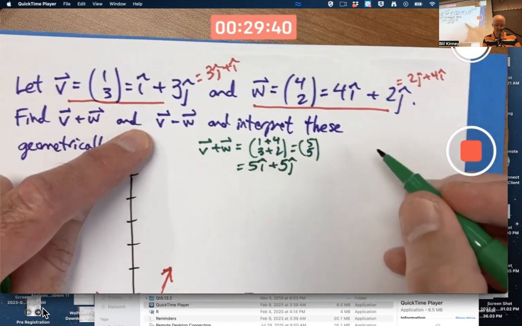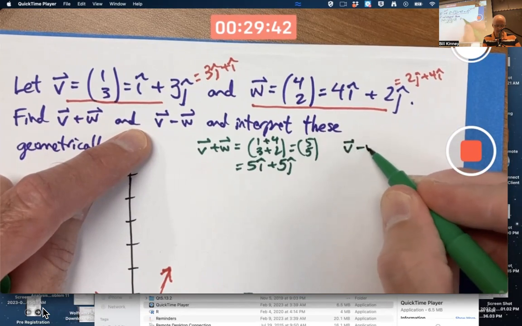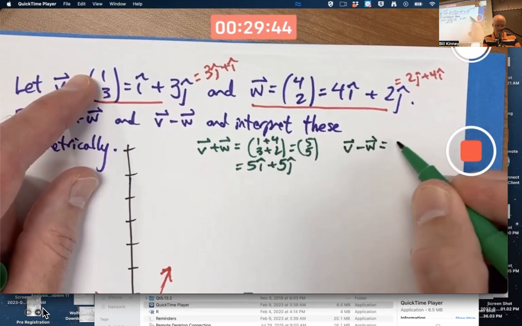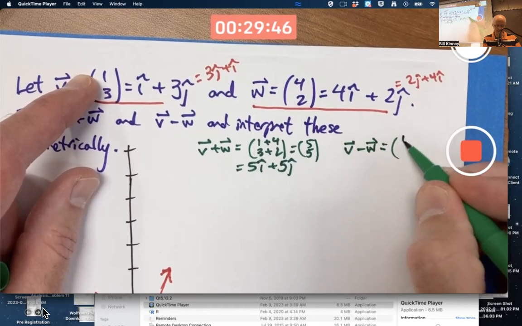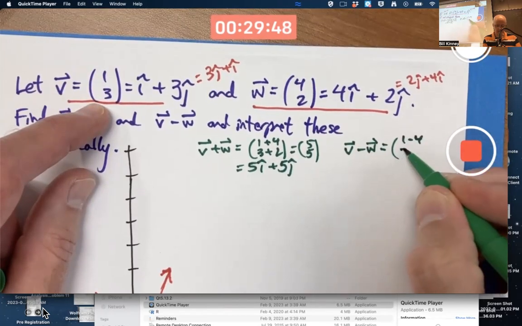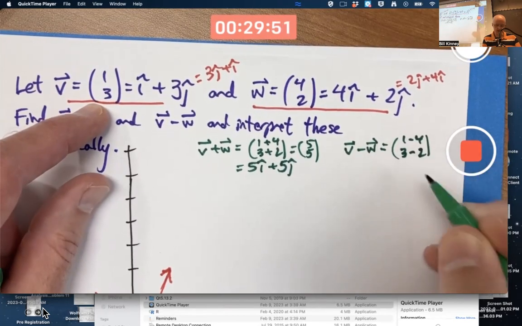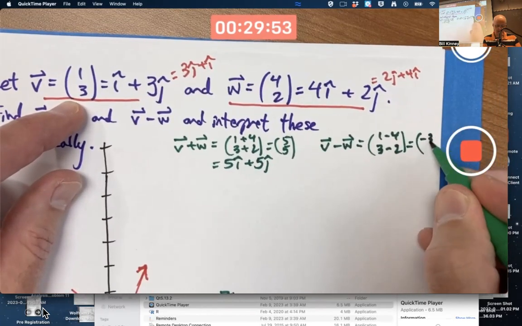For the subtraction, v minus w, you subtract component-wise. First component, 1 minus 4. Second component, 3 minus 2. Giving you -3, 1.